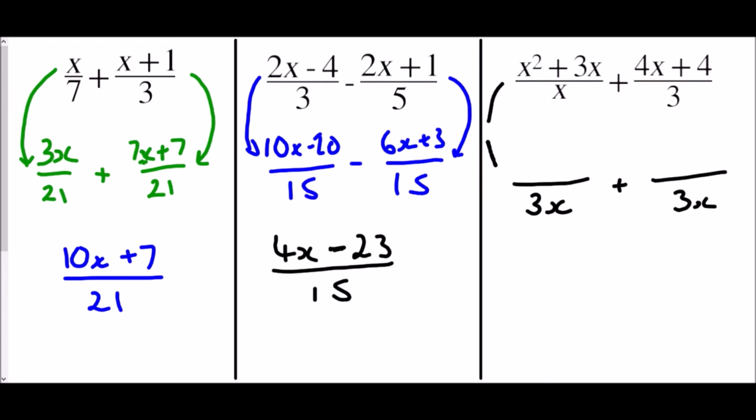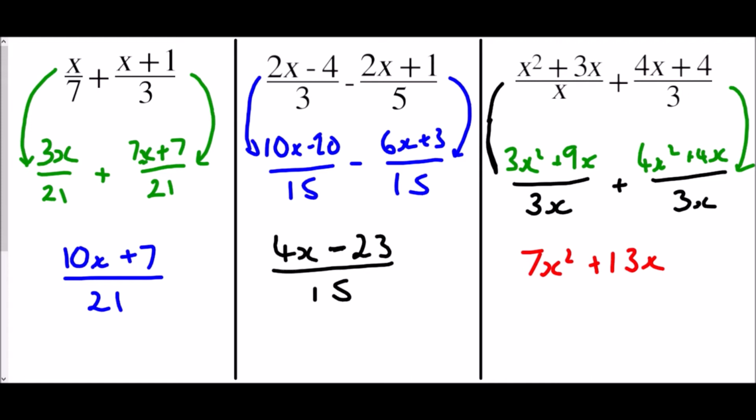And the first fraction, well, that has been multiplied by 3. Therefore, I will have 3x squared and I will have plus 9x. On the right hand side, this has all been multiplied by x, and therefore I've got 4x squared plus 4x. So then all I need to do is simplify. So 3x squared plus 4x squared, well, that is 7x squared, plus 9x plus another 4x is plus 13x, and that is all over 3x.